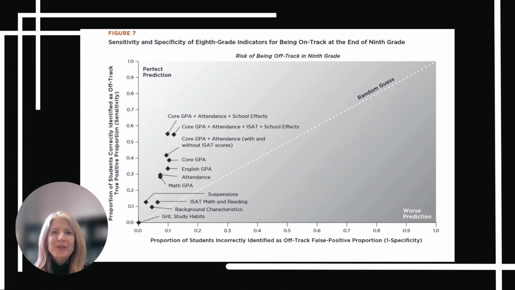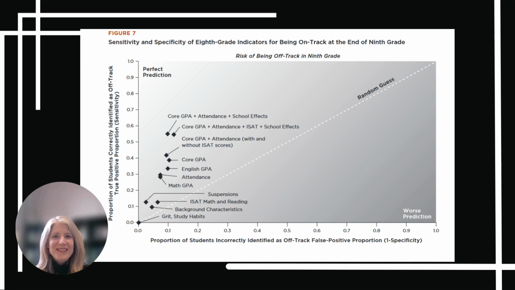Hi, I'm Elaine Allensworth, and I'm talking to you about this figure, which shows how well you can predict whether students will be off track in their ninth grade year based on information about them in their eighth grade year. So each dot in the figure represents some source of information about students in their eighth grade, their test scores, their attendance. The closer the dot is to the top left corner of the figure, the more accurate that information is for identifying students who will be off track.